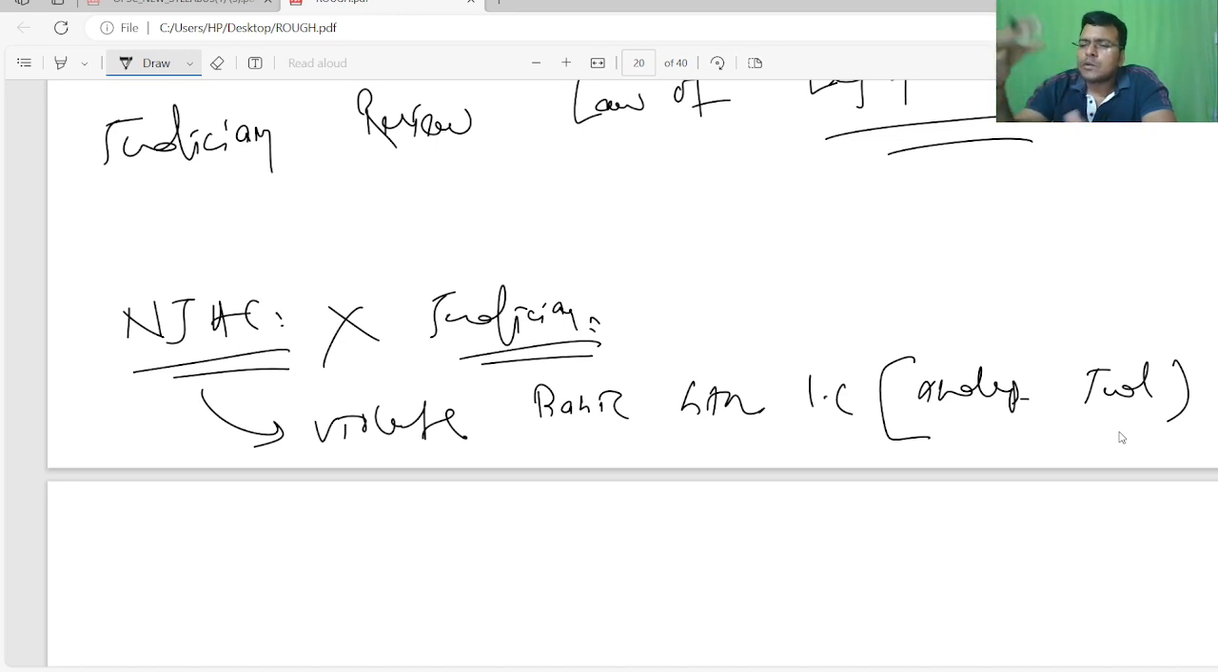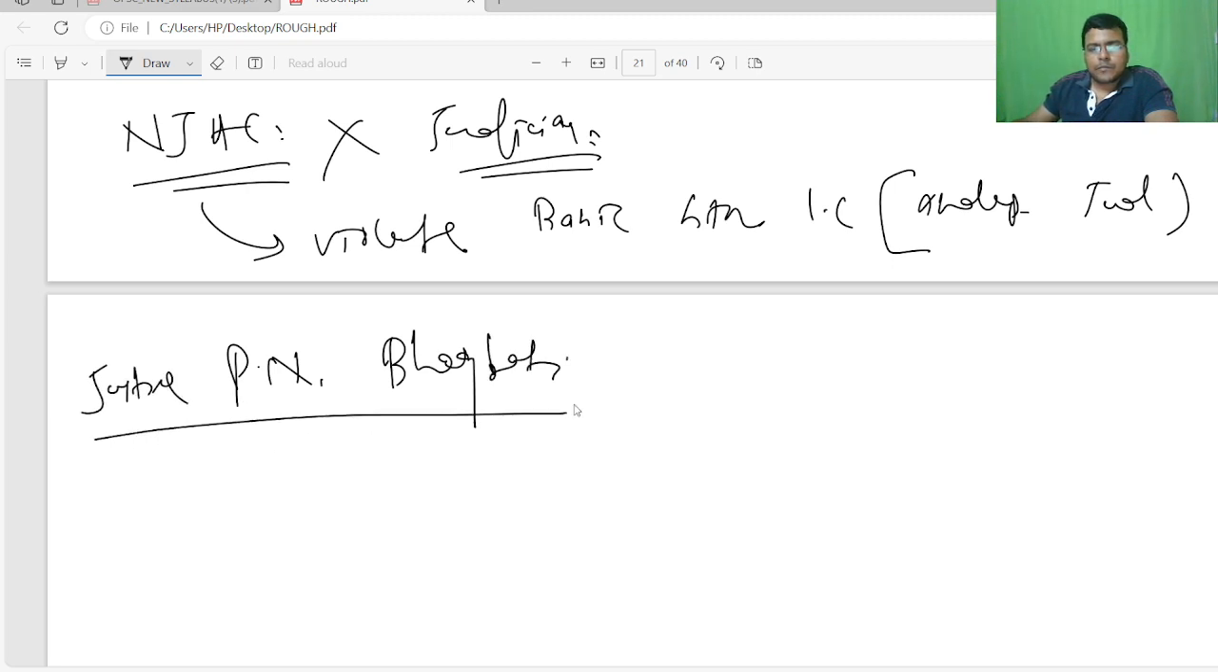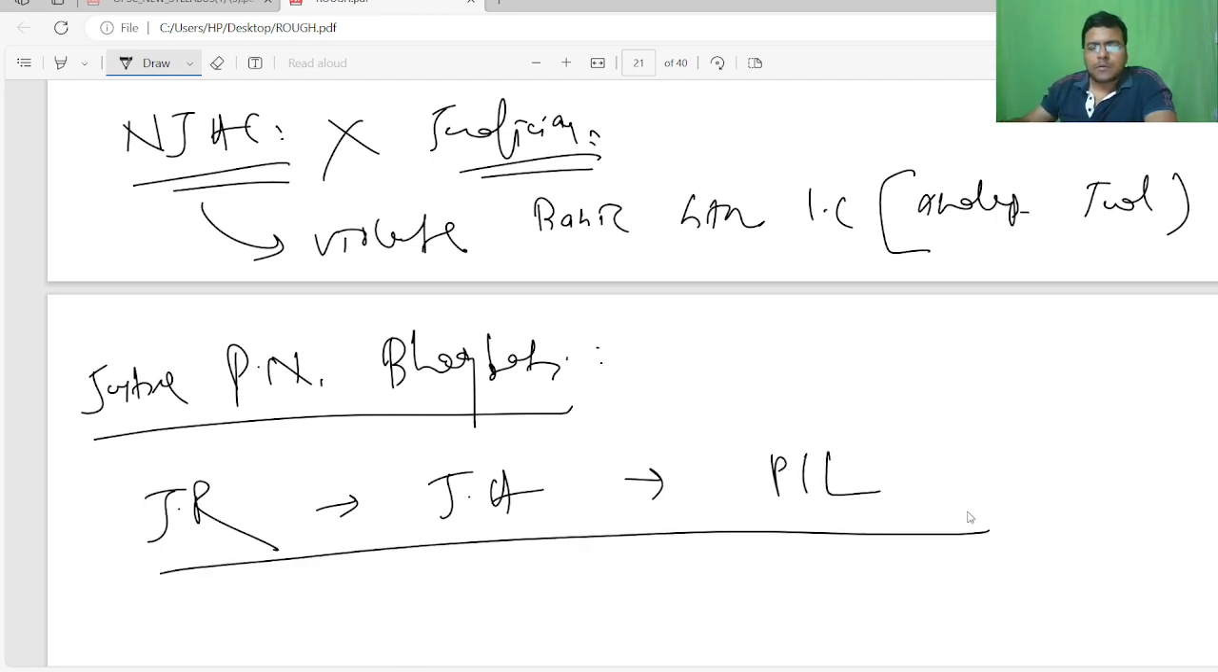So this we can call the concept of judicial review, which in India, Justice P.N. Bhagwati, we can call him a pioneer. From this judicial review come judicial activism and PIL. But the main source is judicial review. Okay.